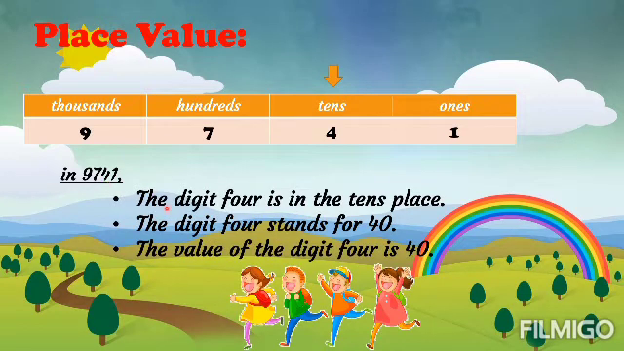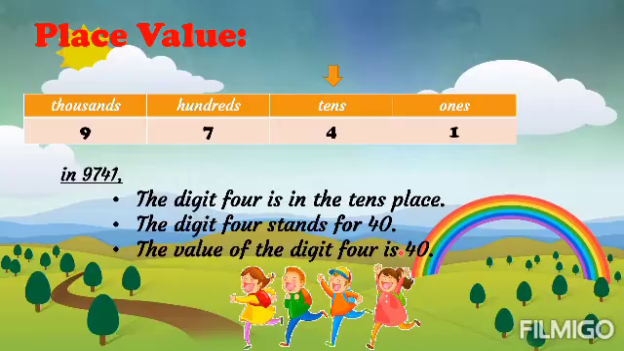So it says here the digit 4 is in the tens place. As you see also here on top of 4, its name is tens. So that's correct. Tens place. 4 is in the tens place. The next one is, the digit 4 stands for 40. And the value of the digit 4 is 40.